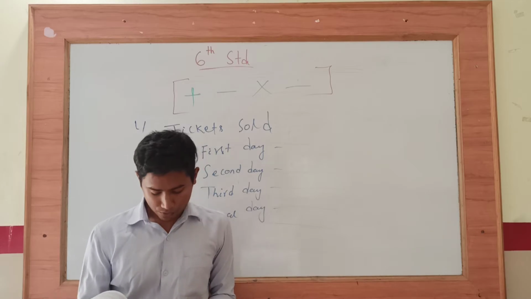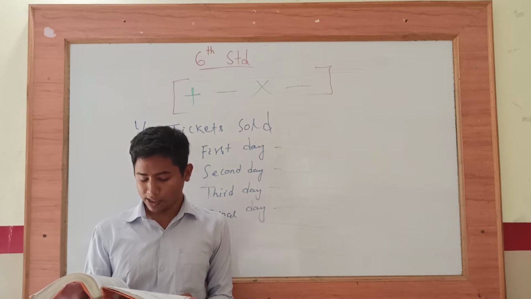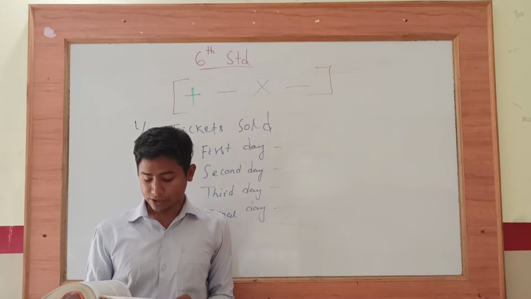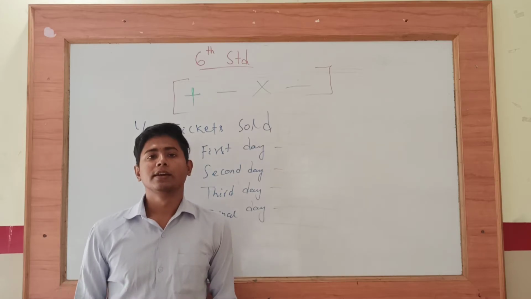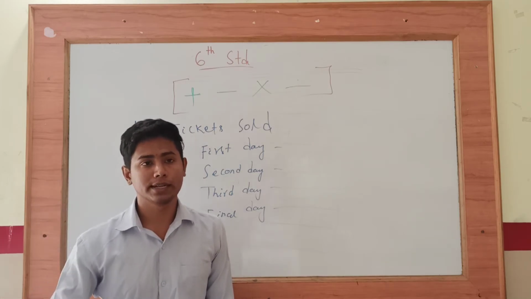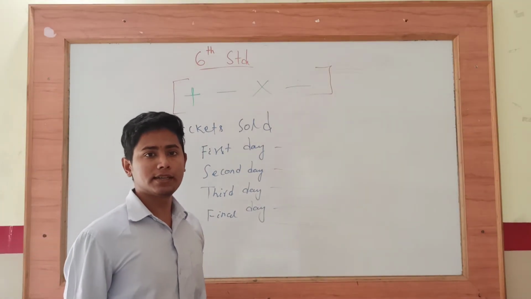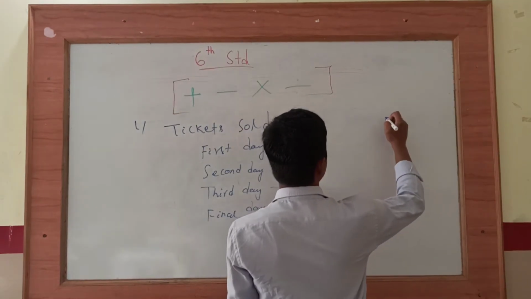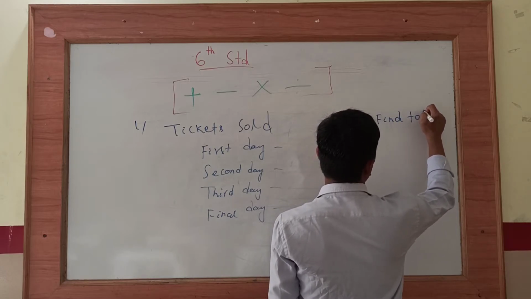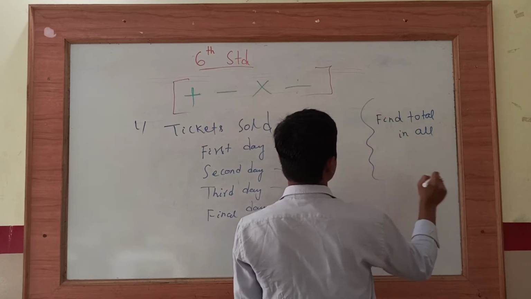So now what do we have to find here? Find the total number of tickets sold on all the 4 days. So you have to find the total number of tickets sold in all 4 days. If you don't understand the question, then there is one trick. When it is written find total, in all, then that time you.